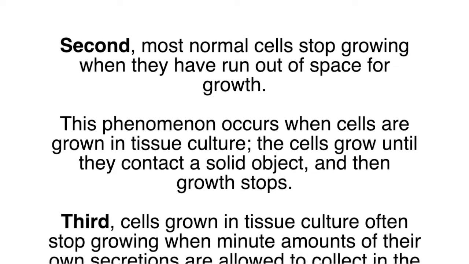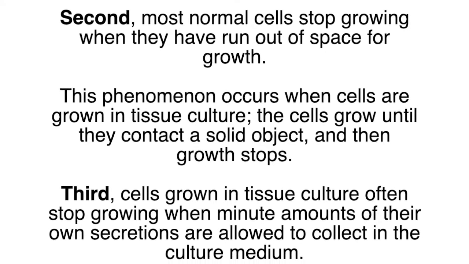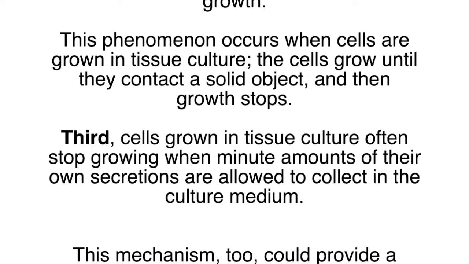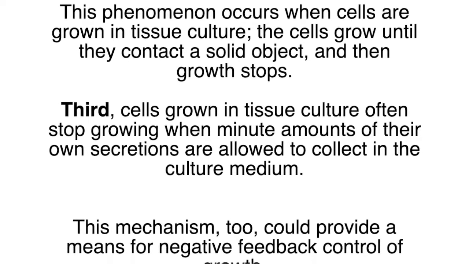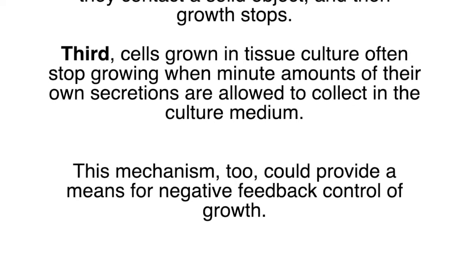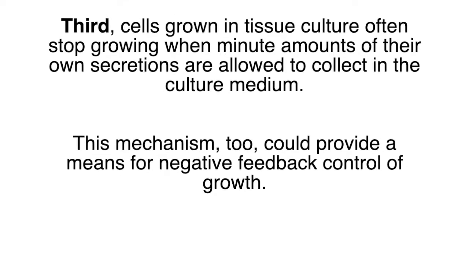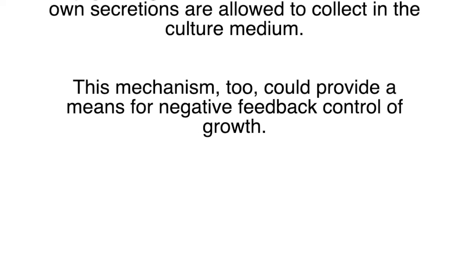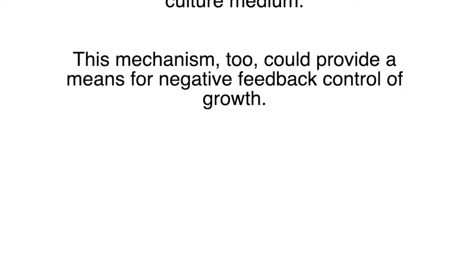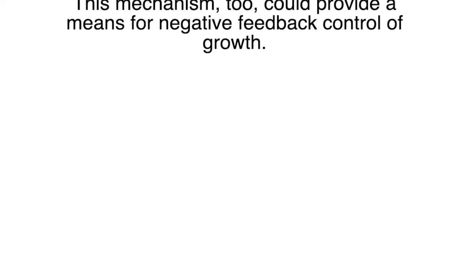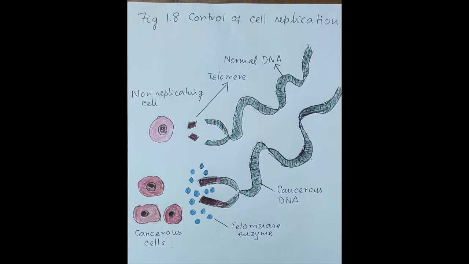Second, most normal cells stop growing when they have run out of space for growth. This phenomenon occurs when cells are grown in tissue culture. The cells grow until they contact a solid object and then growth stops. Third, cells grown in tissue culture often stop growing when minute amounts of their own secretions are allowed to collect in the culture medium. This mechanism too could provide a means for negative feedback control for growth.